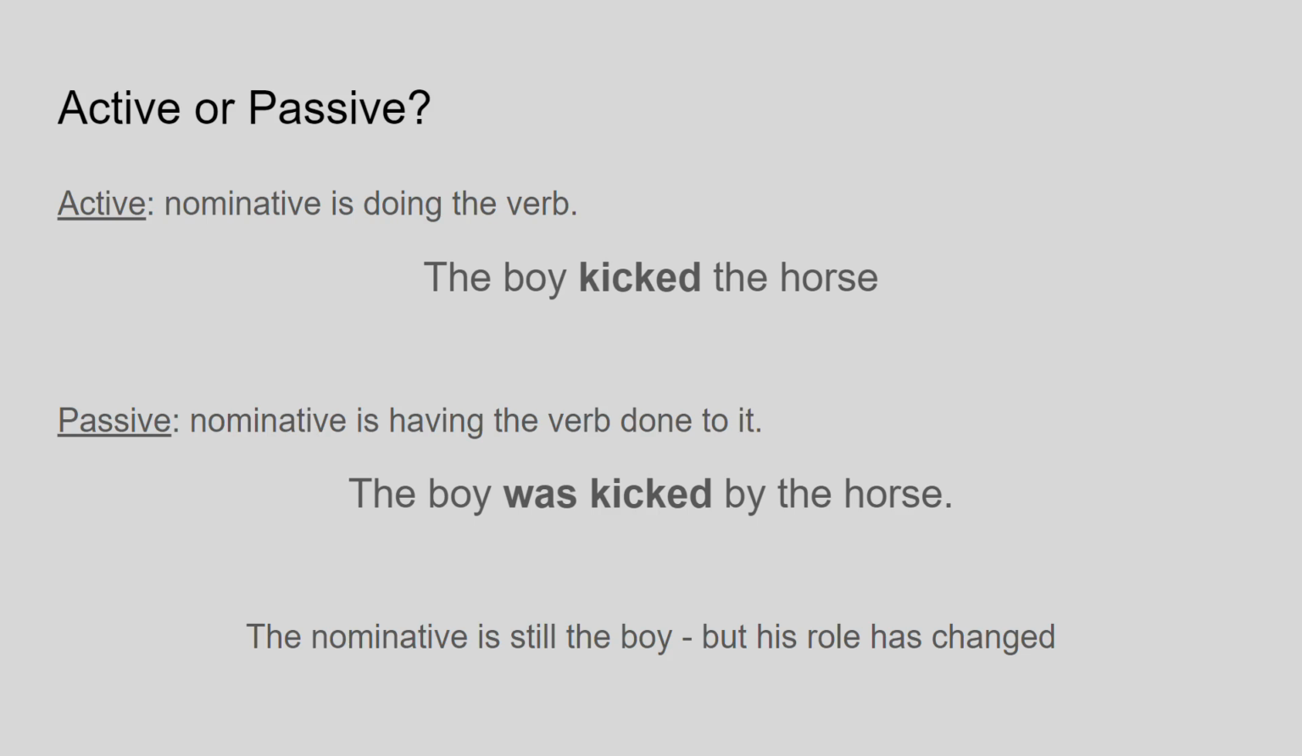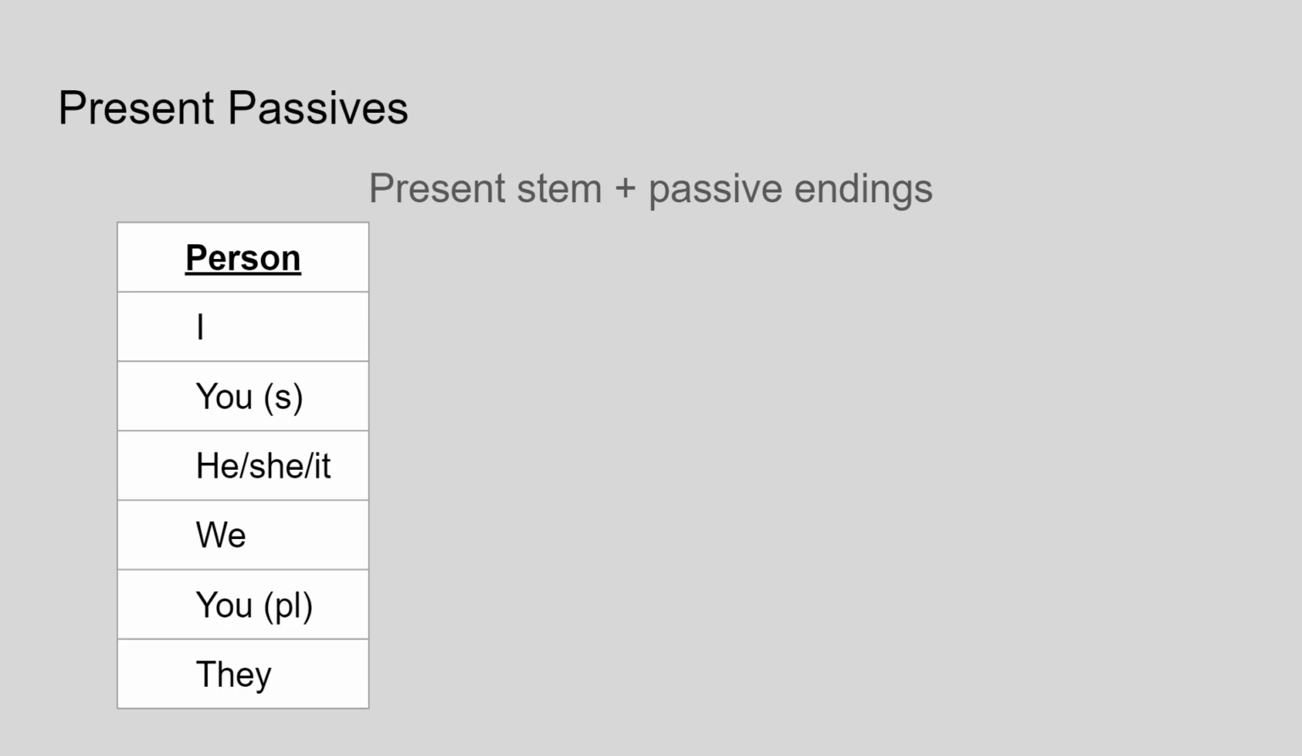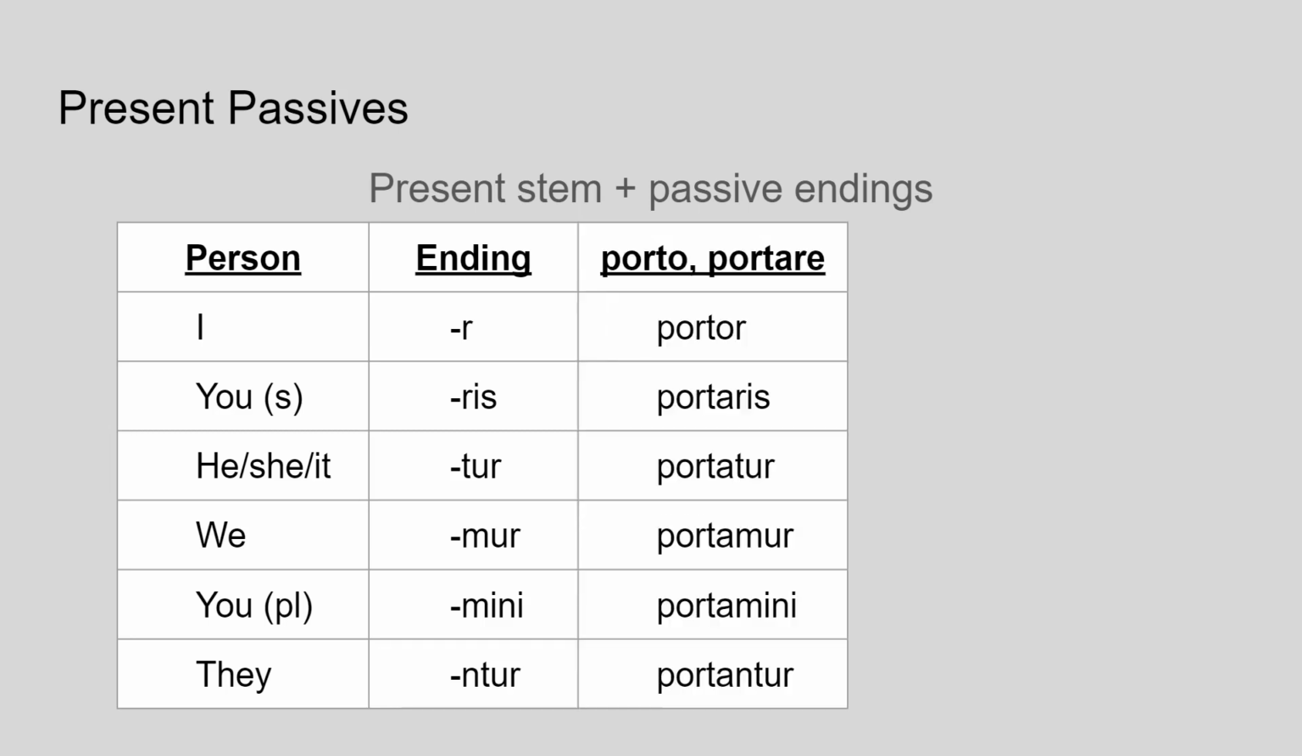That's a passive. In Latin, passives are quite easy to spot. They look a bit like active verbs, but with clear and key differences. For example, the present tense passive uses the present stem, the first principal part, and then adds on passive endings. They're very unique. So for I, you, he, she, it, we, you, they, you use or, ris, tur, mur, mini, and ntur. That second person plural is very different to the active, but that helpfully makes it very recognizable.